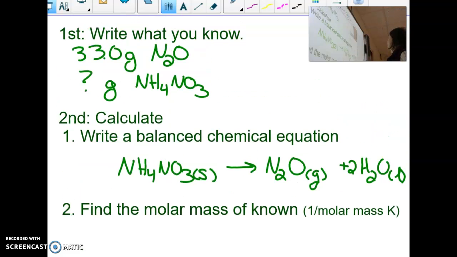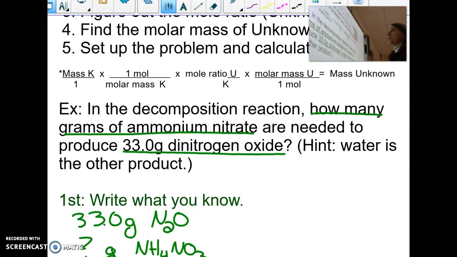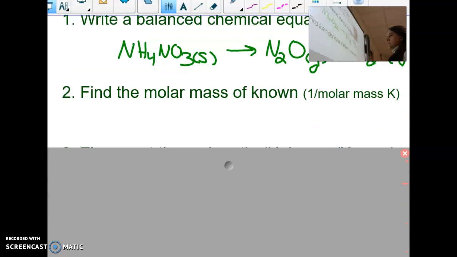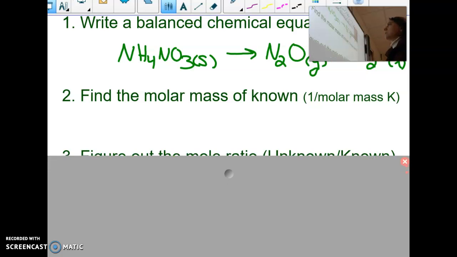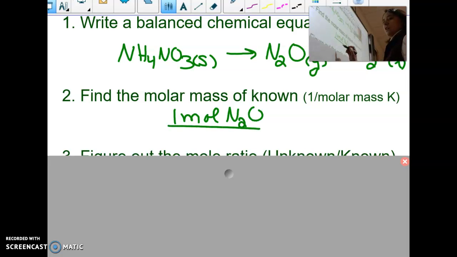So let's go back up. Our unknown is the ammonium nitrate, and our known is the dinitrogen oxide. So I would like you to figure out the molar mass of dinitrogen oxide. If you got 44.02 grams dinitrogen oxide, you would be correct.